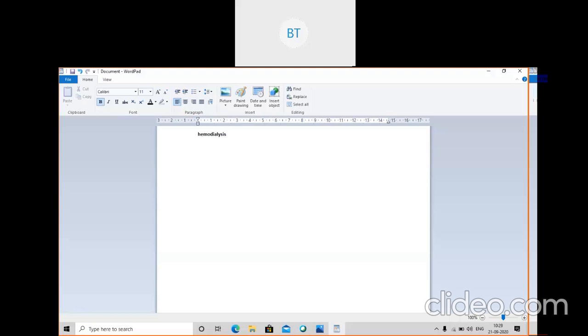I can write here. The first point I can write is that it cleans our blood. Writing point-wise will make it more clear to you. The second point is that it removes extra fluid, in the form of urine.